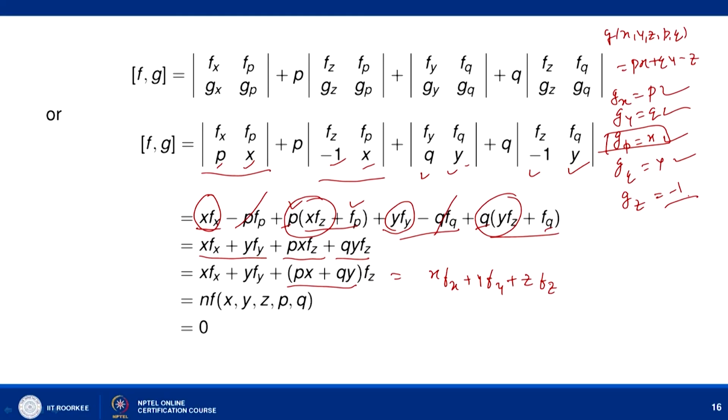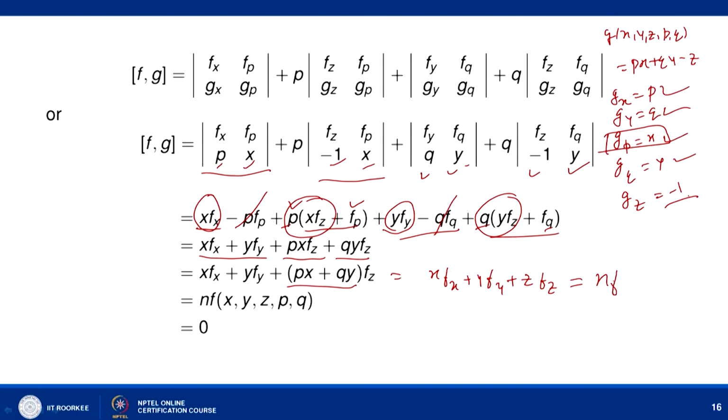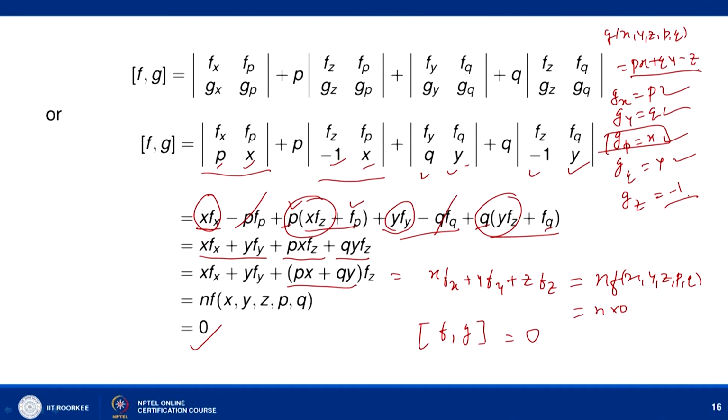And we know that if f is homogeneous in terms of x, y and z, then this expression is nothing but n times f. Now we already have that the expression f of x, y, z, p, q is equal to 0, so this value is 0. So what we have shown here is that we have calculated the bracket F, g, and using the property of homogeneity, this value is coming out to be 0. So it means that any equation which is homogeneous in terms of x, y, z and px plus qy minus z are compatible to each other.